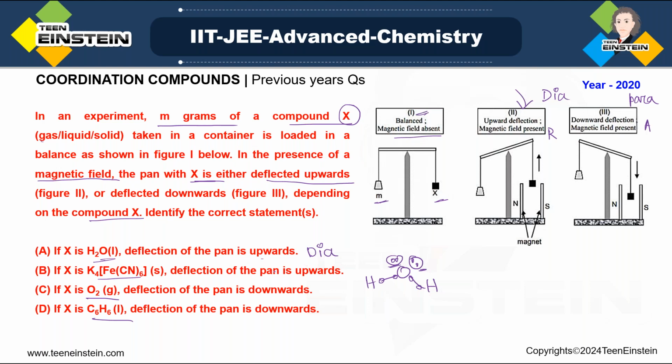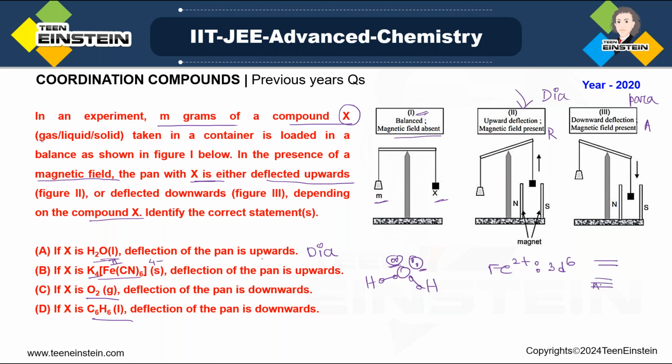Now come to the next one, K4[Fe(CN)6]. If you remove all the 4 positive K plus, there will be a total 4 negative charge. 4 negative charge means the oxidation state is Fe2+. Now when Fe is 2+, it is basically which system?